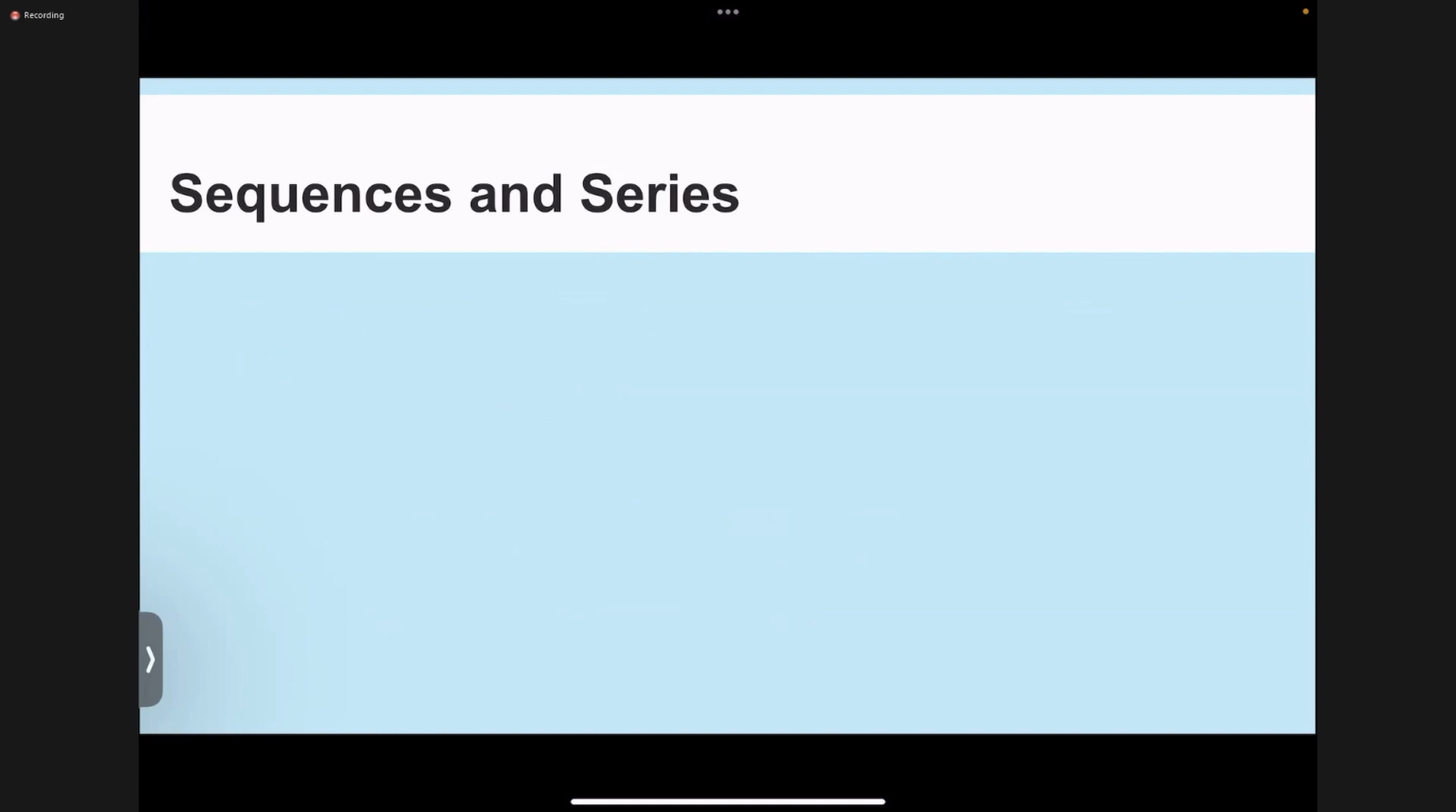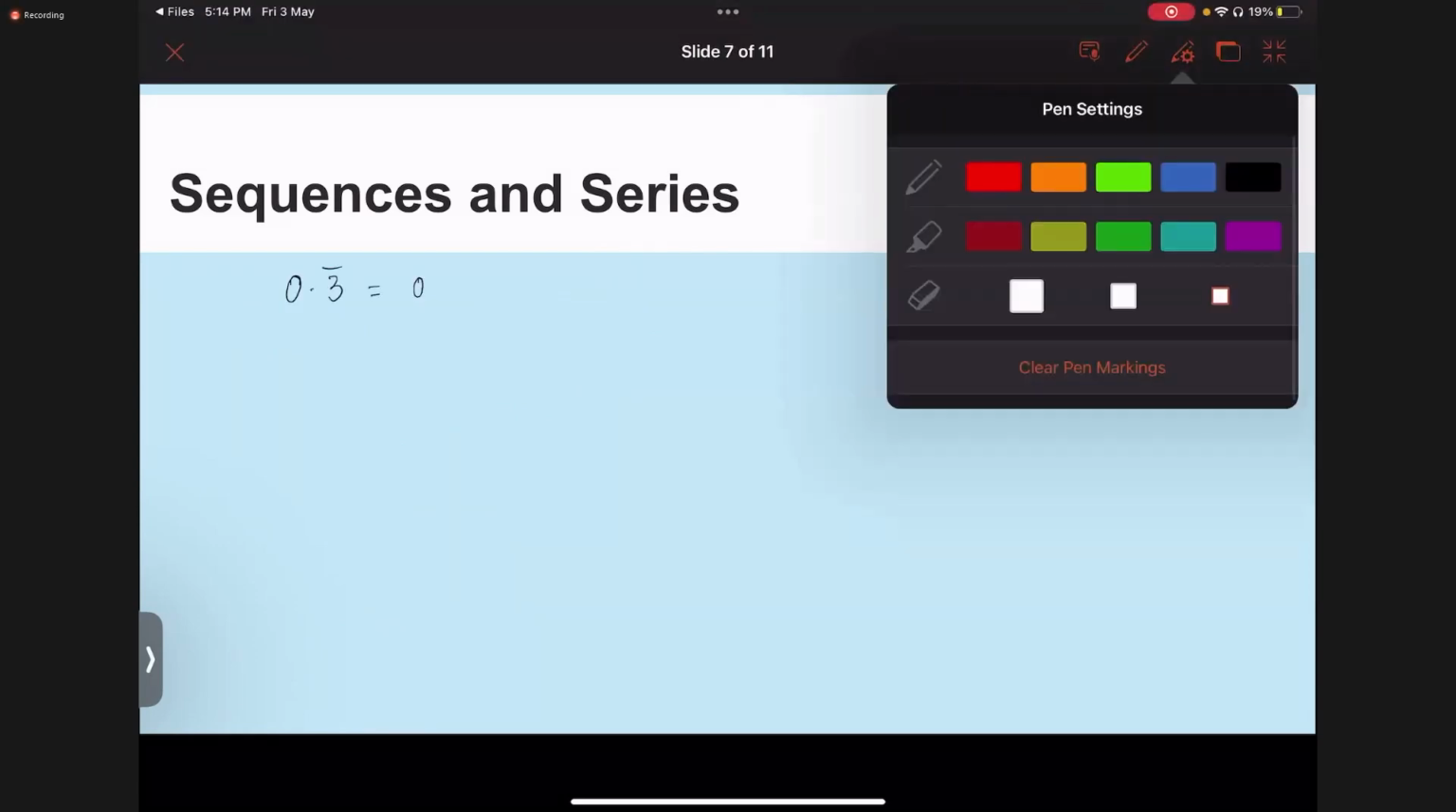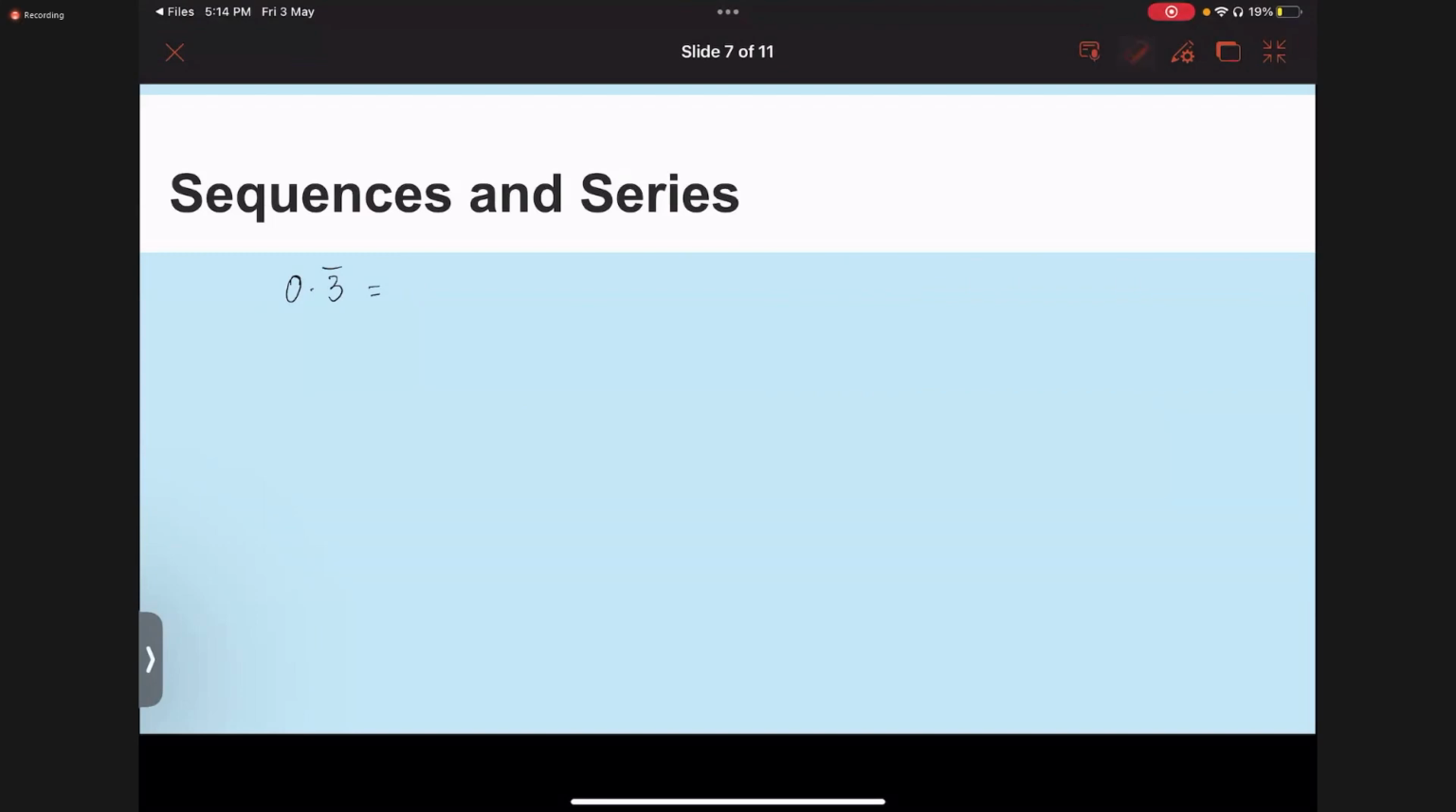So that's how you will get it. Okay, so we have 0.3 bar equals the GP. I'll just repeat it over here so you can refer to it. So it's 3 by 10 plus 3 by 10 square plus 3 by 10 cube and so on. Okay, and we can see that it is an infinite GP.